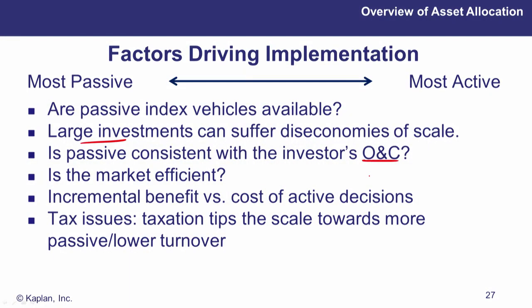Objectives and constraints. Okay, so the passive approach may be inconsistent. Hinted at it a little bit earlier, but let's say we're implementing a fully passive approach. There's a lot of equities in there, and the client has some ethical and social considerations. They don't want to be invested in fossil fuels. They don't want to be invested in tobacco. Well, if you try and replicate an equity index, the chances are there's going to be fossil fuels and tobacco stocks in there. So in order to make sure that you're meeting those ethical and social considerations, you're going to have to take an active approach and alter the precise constitution of that index fund.